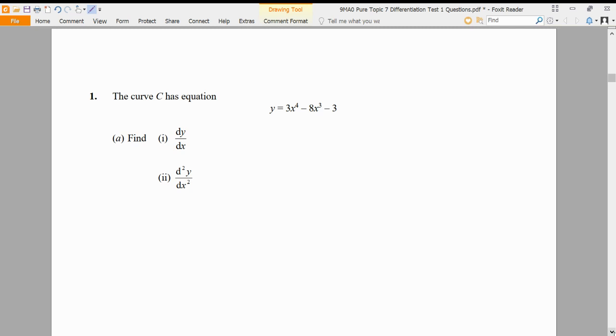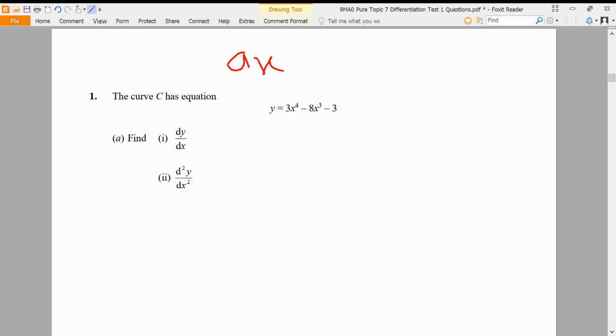This is my message to you. Are you ready? It says, the curve C has equation y equals 3x raised to the power 4 minus 8x cubed minus 3. Find dy/dx. Of course, you know this is dy/dx, and dy/dx simply means the derivative of y with respect to x.